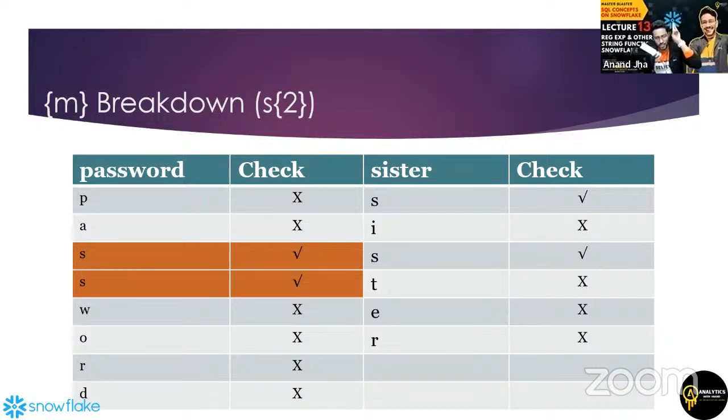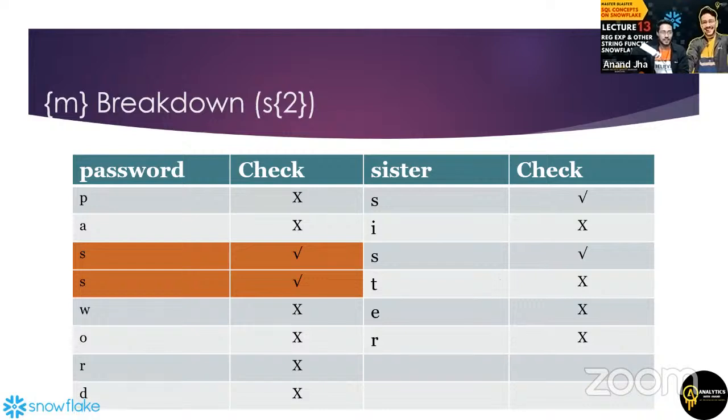Wherever 2S is appearing together, there will be a tick. In password, 2S is appearing together, so it will get ticked. And in sister, 2S is appearing, but they are not together. That's why I told you regular expression works like a charm for validation purposes. When you study the NLP course, when I launch it, you will understand it. That's why this class was very, very important.